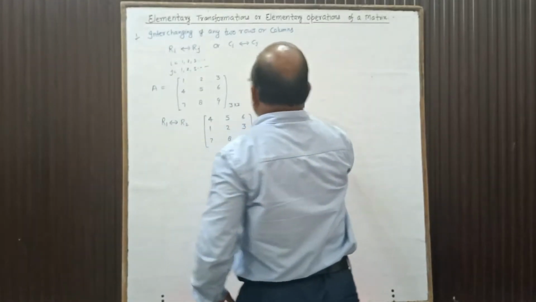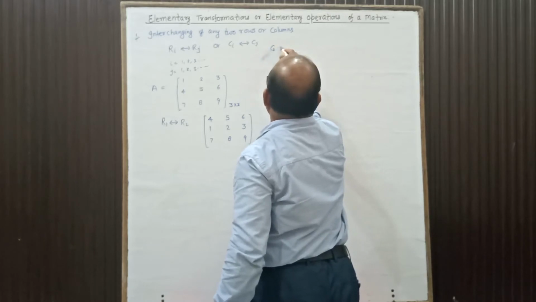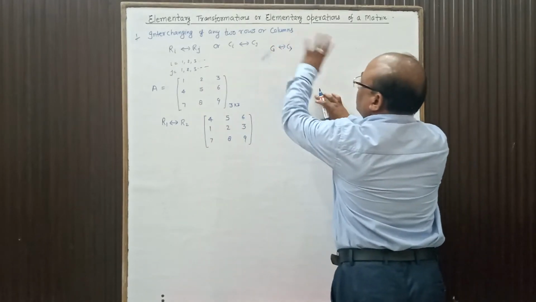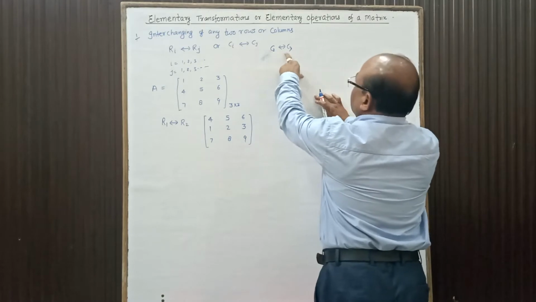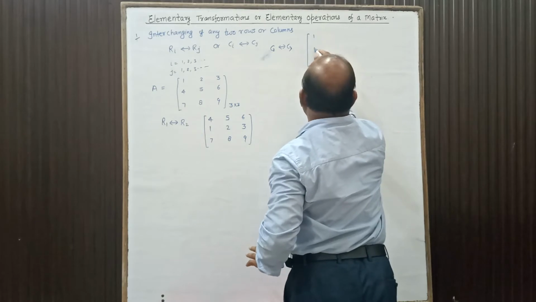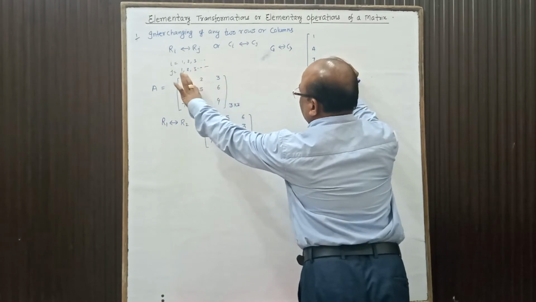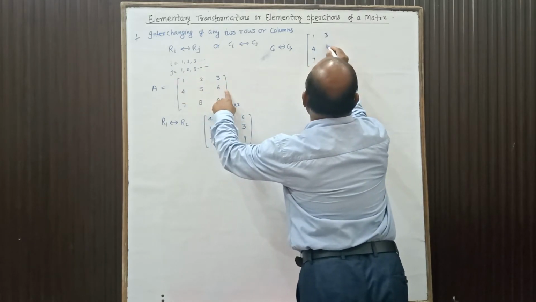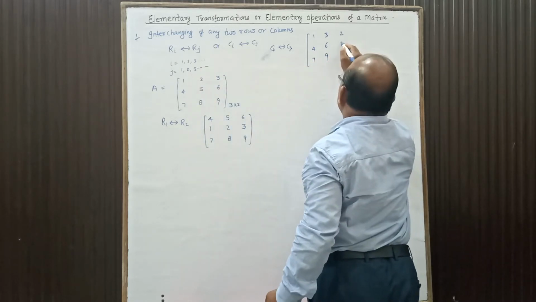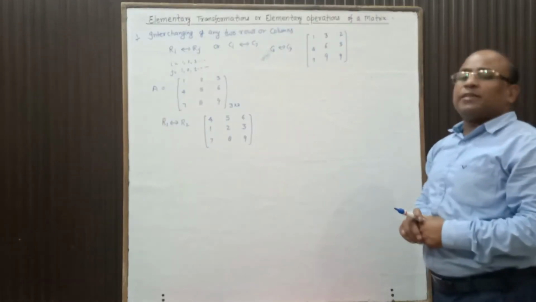Let us say about this operation, C2 interchange C3. That is, this property we are applying for rows or for columns. If we say C2 interchange C3, then the first column is the same, there is no change. But the second and third we interchange, which means the third column becomes the second column, 3, 6, 9, and the second column becomes the third column, like 2, 5, 8. So this is the first elementary operation.